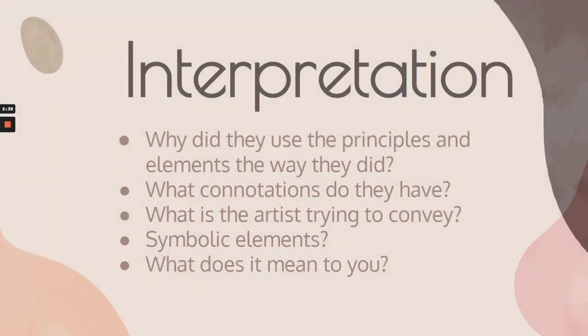The next step is interpretation, and again, this builds on what we just did. You ask yourself questions like, why did they use the elements and principles the way they did? What are their connotations? What are they trying to convey with that? Were the dull colors trying to convey a feeling of sadness? Are they symbolic elements? What does that mean to you? What do you think the artist was trying to convey? And those two things might not necessarily be the same thing.